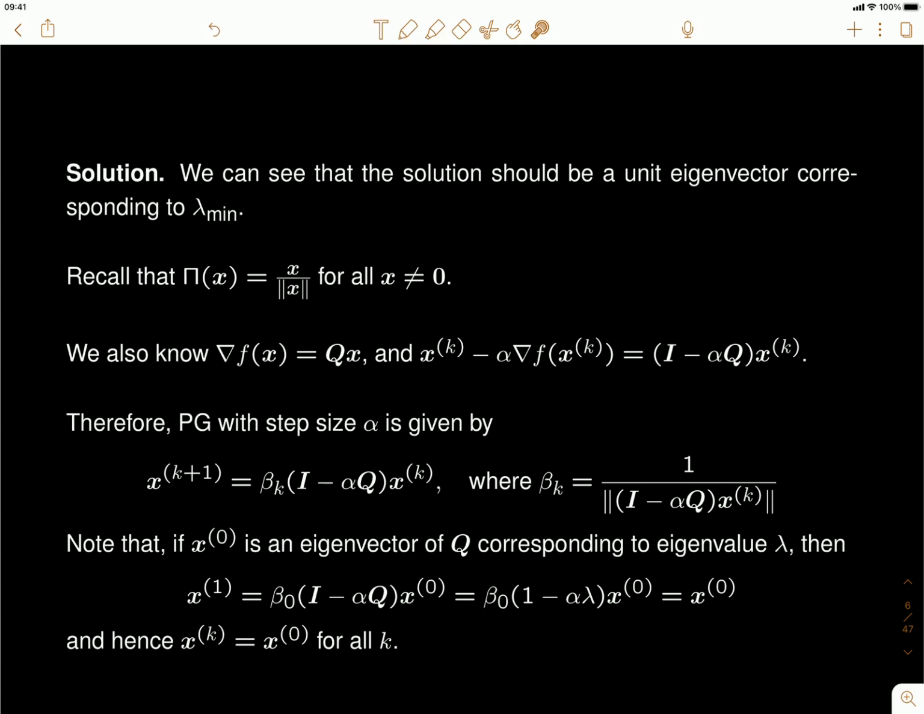So the first step is what we have computed. We know that the gradient is Qx, the gradient descent gives us this, and the projected gradient is just that, right? So combining these things, we know that for each step, x_{k+1} is just equal to this divided by its norm. And let's say the reciprocal of the norm is beta k. So when we put this beta k back in here, that's what we set in the beginning, and then this is the formula for x_{k+1} in terms of x_k.